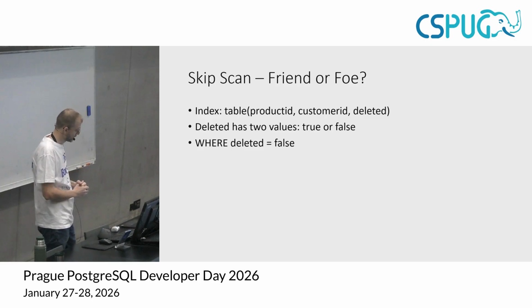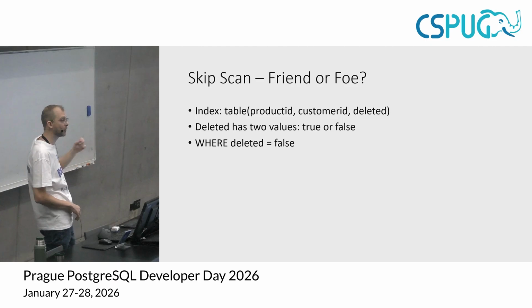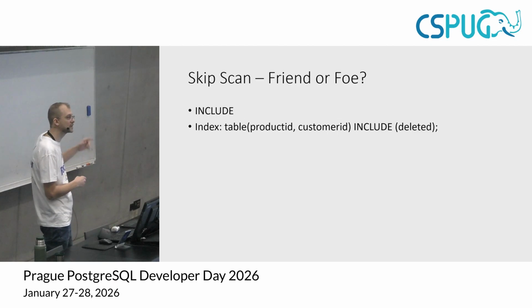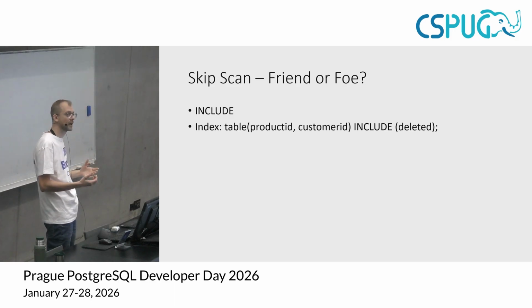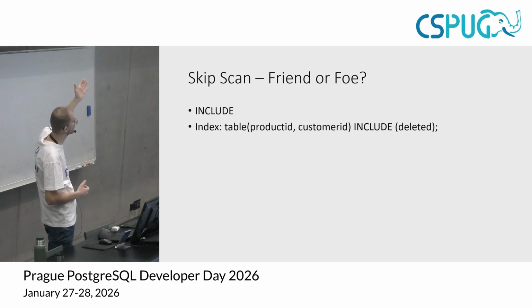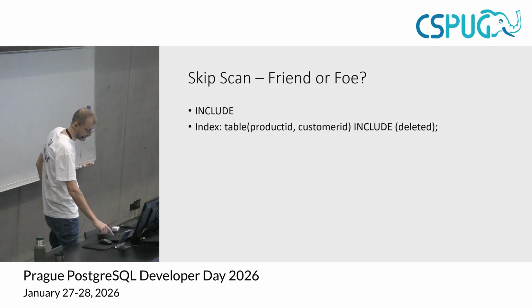So I really wished, and I really wish even today, to have one thing in Oracle all the time, and that's INCLUDE. If you have this kind of issue, you can put the deleted column into the include clause, and you avoid your engine using this column for navigation. So the engine can't use deleted even via skip scan. Unfortunately, we don't have it in Oracle.